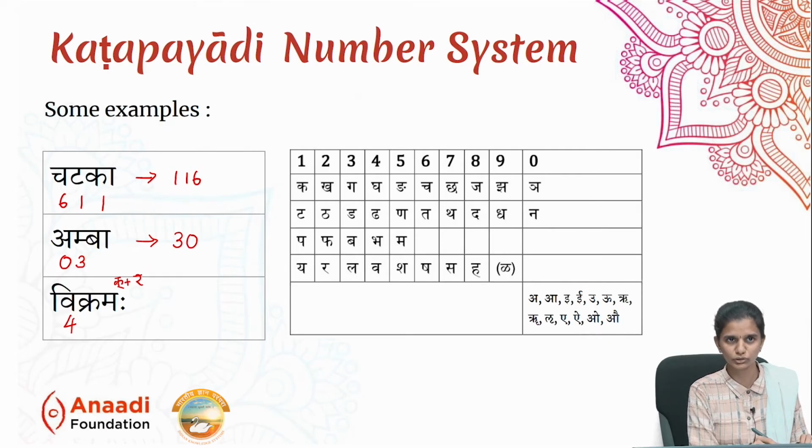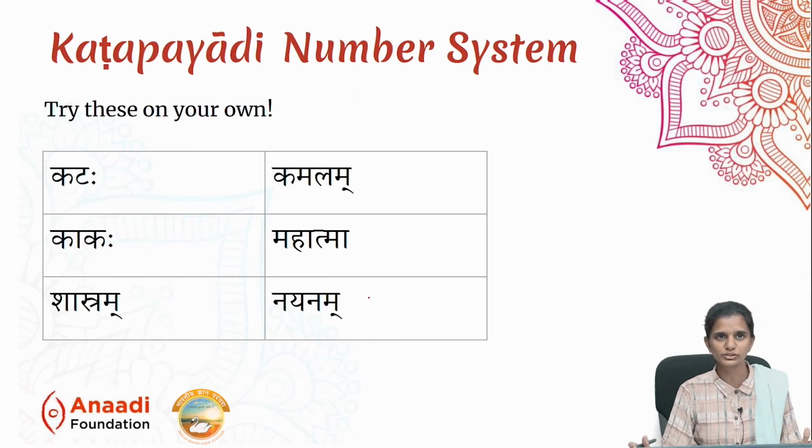So, we are going to ignore this and then take the value for ra. Ra has the value 2. So, we write 2. Ma. Ma has the value 5. So, we write 5. By the rule Ankanam Vamato Gatihi, the value of Vikramaha is 524. Here are some examples for you to try on your own.